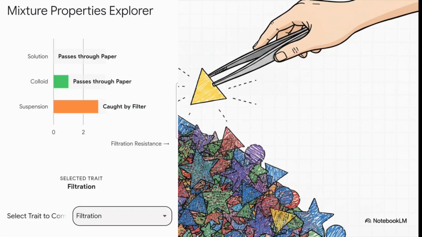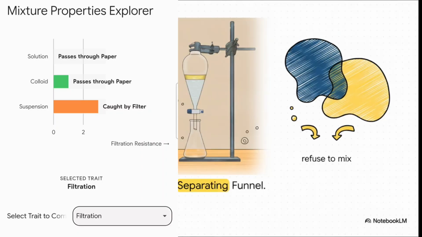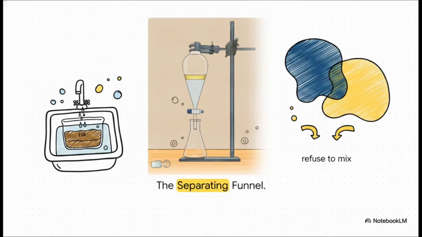For heterogeneous mixtures, we have to play detective. We have to exploit the physical differences between the components, things like their size, their solubility, or their density. This brings us perfectly to Activity 5.6 and a really fantastic piece of laboratory glassware called the separating funnel.